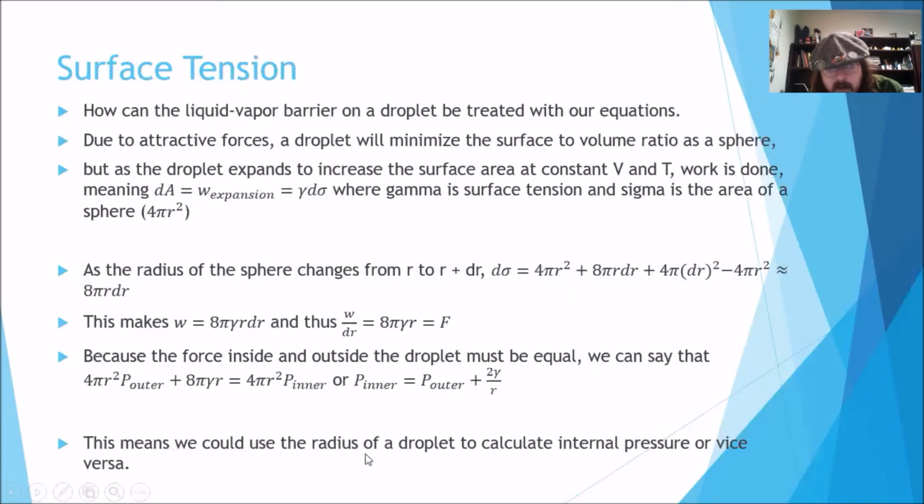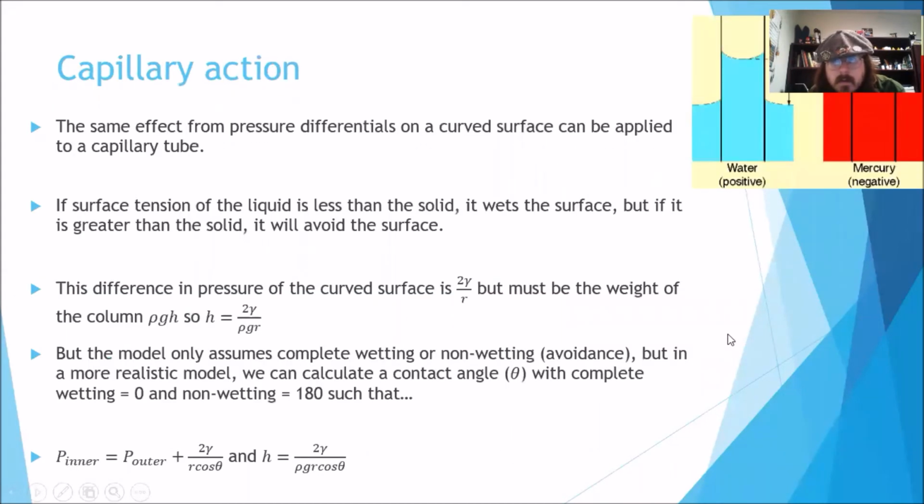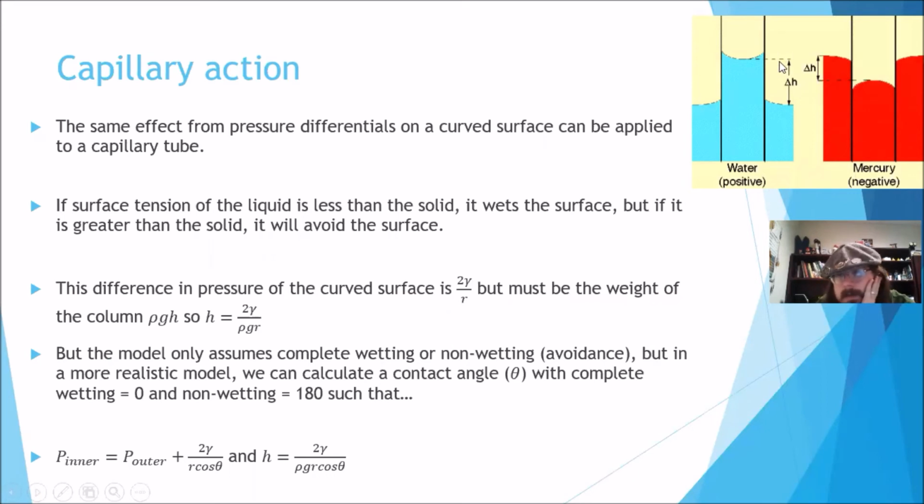So this means we can use the radius of a droplet to calculate what the internal pressure must be. Or if we can calculate the internal pressure, we can figure out what the radius of the droplet must be. And look at capillary action, which has similar properties. Notice that like capillary action, as pressure pushes down, it's going to stick to a tube and create a meniscus. But in mercury, we actually have an opposite effect where it's pushing down the other way. We have a negative capillary action. But the same effect from pressure differentials on a curved surface can be applied to a capillary tube. If the surface tension of the liquid is less than the solid, it wets the surface. If it is greater than the solid, it avoids the surface.